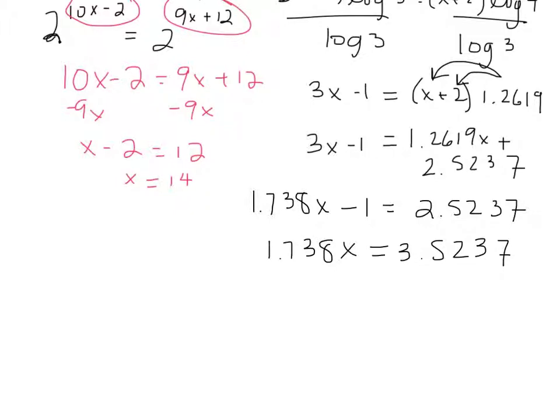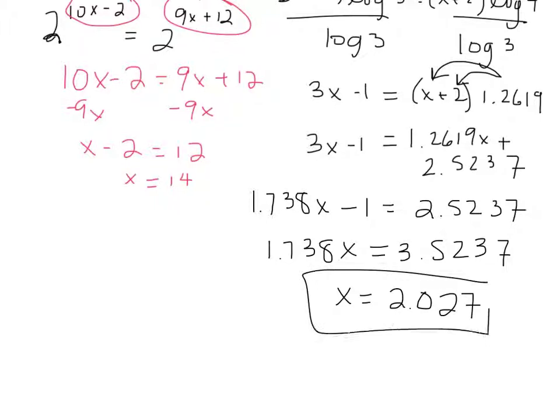And then divide by the a value, I guess it was 3 minus a. So you should get x is equal to 2.027. Okay, so rounded to 3 decimals, and that's your answer. Those are about as hard as they get. So when they don't have the same base, that's pretty difficult.